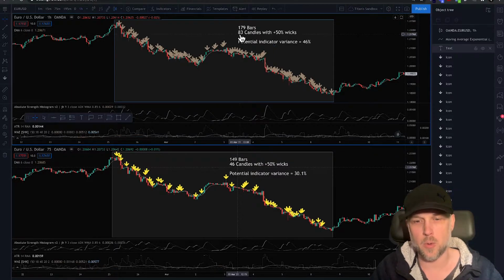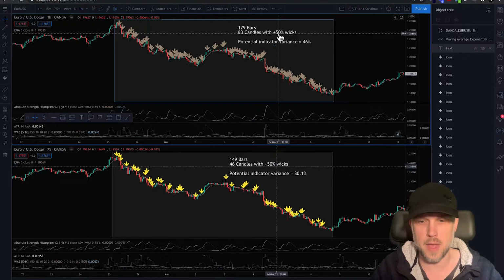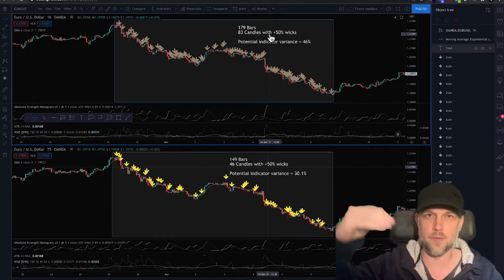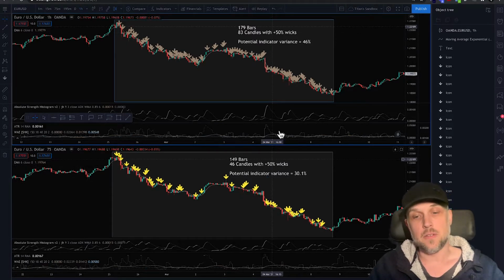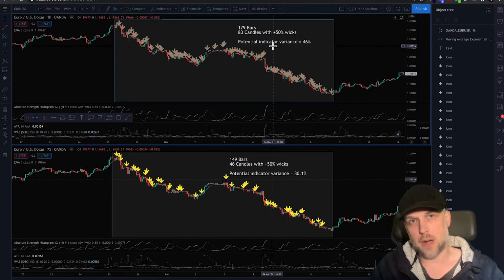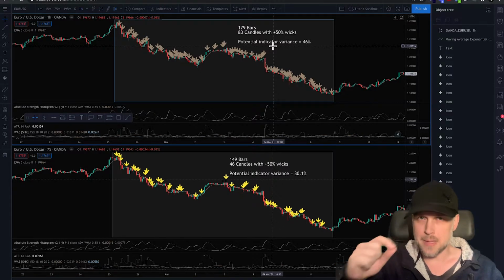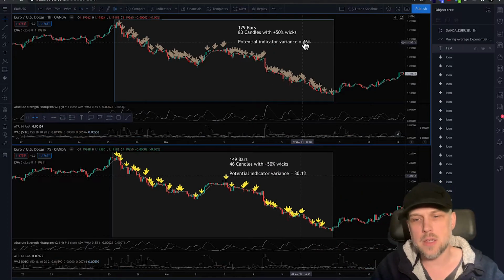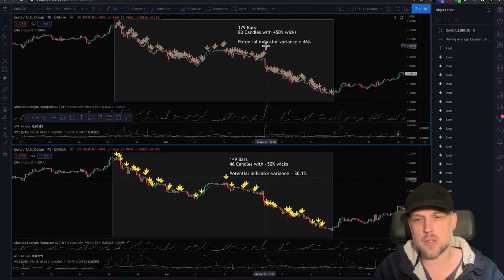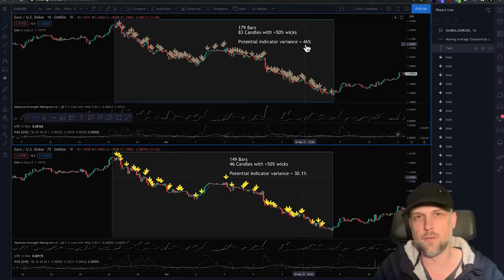During that time, there were 83 candles that had wicks that constituted more than 50% of the range. And then on the bottom one, 149 to 46. That means the potential indicator variance, meaning that your indicators may not be as accurate as you would like because of all the wicks, could be up to 46% on the 1 hour chart.